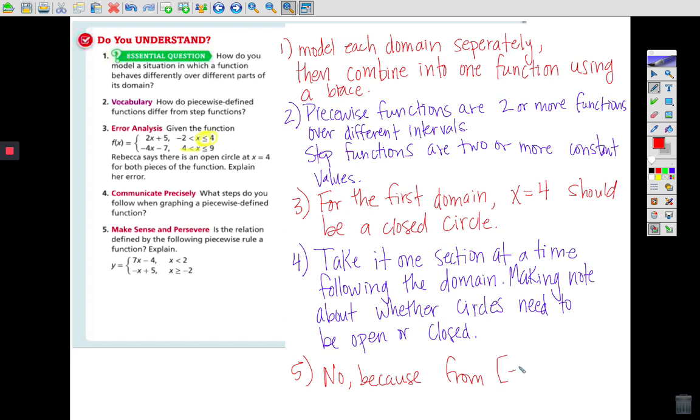from negative 2 to 2, there are 2 outputs for every input. Everybody got that?